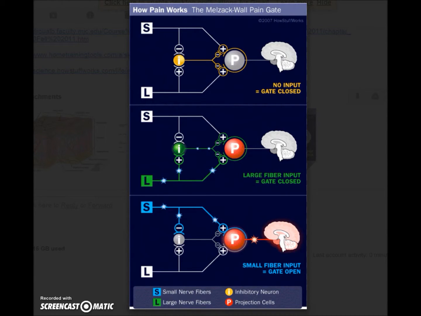Hence, the gate is closed. The gate is opened when there are only small fiber stimulations and inhibitory neurons are deactivated. This allows projection neurons to reach the brain, signaling pain.